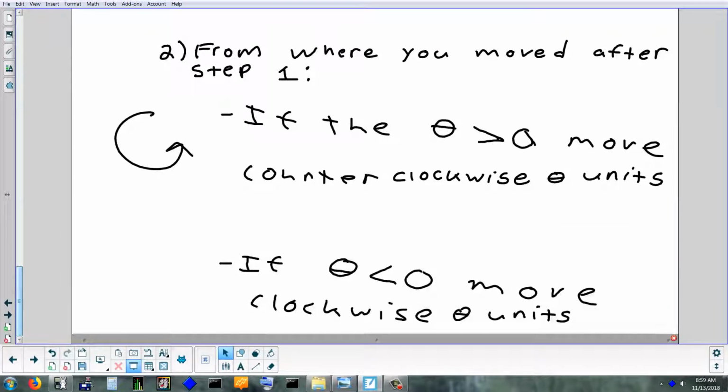If you have a negative, clockwise. It's the other way. So after you move out the number of units that r tells you, and then after you move clockwise or counterclockwise, you put a dot and you're done. Again, sketching entire pictures is a little more work, and that's why we're not really getting into that. We're just focusing on graphing single points.